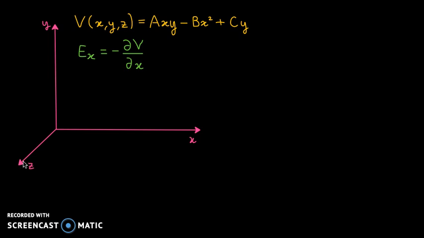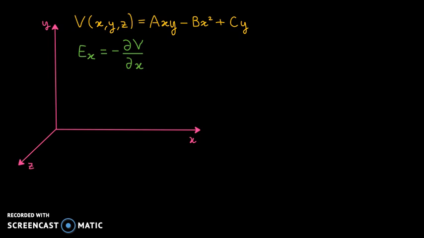Now, when we take a partial derivative, we treat everything other than our variable, in this case that's x, we treat everything else as constant. So I know that y is another variable here, but when we take the partial derivative with respect to x, we will treat y as a constant as well, just like the other constants, capital A, B, and C.